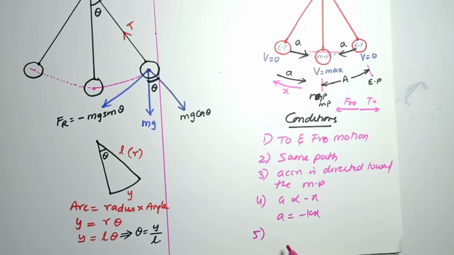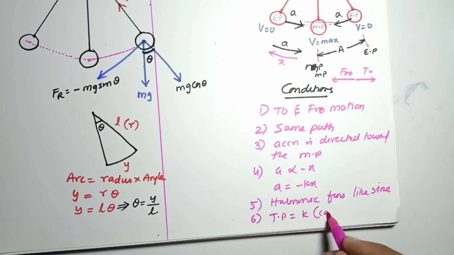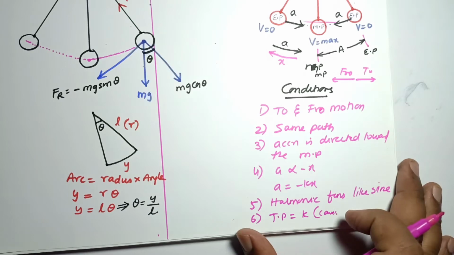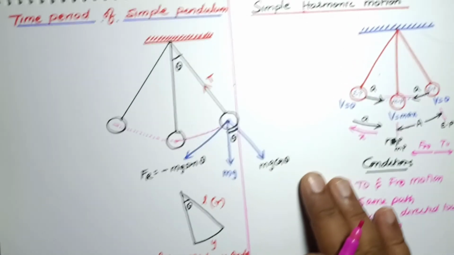Next, the fifth one is that it is represented by harmonic functions. Simple harmonic motion is represented by harmonic functions like sine. And it has a constant time period. The sixth condition is that the time period is going to be constant. So in a simple harmonic motion, the time period is constant. So these are some of the conditions for simple harmonic motion.